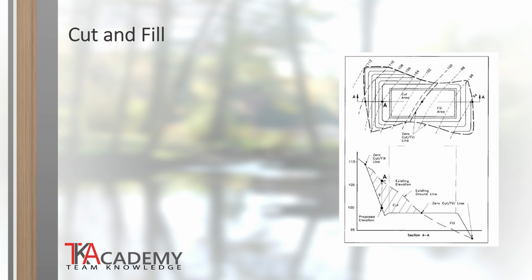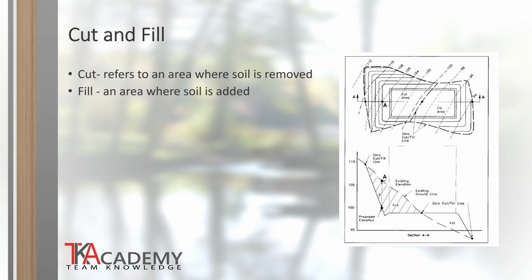As presented earlier, grading is modifying the site by either adding or removing soil to make the site conform to its new configuration. This is also referred to as cut and fill. The cut refers to an area on a site where soil is being removed, basically cutting into the slope. Fill being the opposite, an area where soil is being added. New soil material is being filled on top of an existing area.